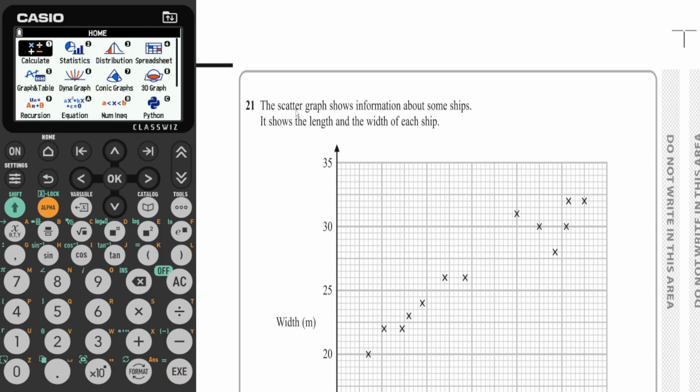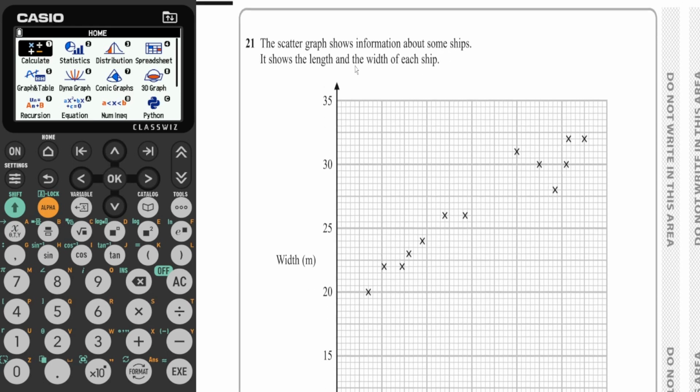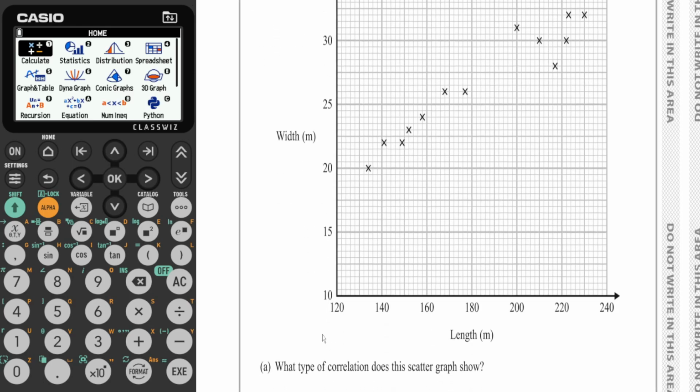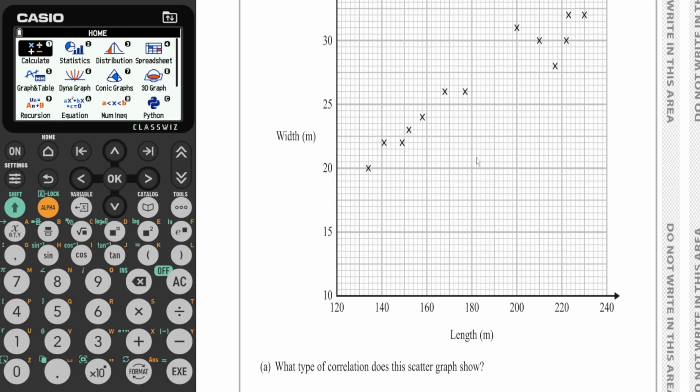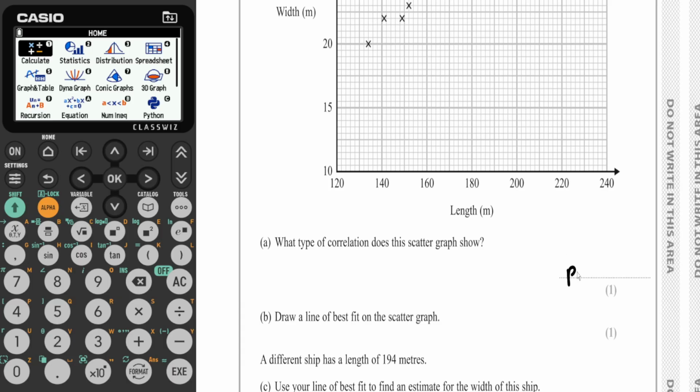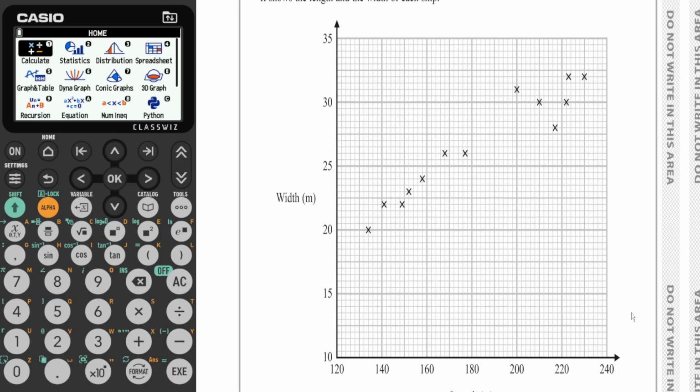Question number 21. The scatter graph shows information about some ships. It shows the length and the width of each ship. That's what we see here. Part A, what type of correlation does this scatter graph show? Well, as the length increases, the width also increases. So here we have a positive correlation. For part B, we have to draw a line of best fit. If I draw a line of best fit, that would look something like this. We have roughly the same amount of points above the line as we do below the line.